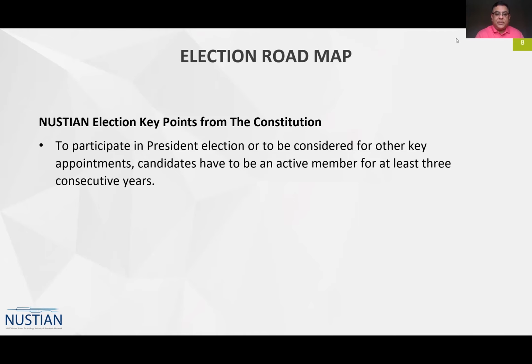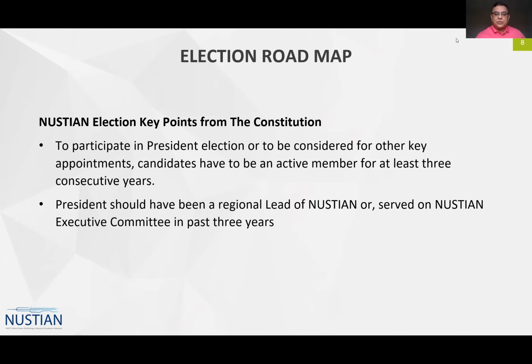And what is the criteria? To participate in president election or to be considered for the key appointments, candidates have to be an active member for at least 3 consecutive years. So this is for the coming years, but for this year, since none of us meet this criteria, we basically decided anyone who has 2-year experience working within the organization. President should have been a regional lead of the NUSTIAN or served as a NUSTIAN executive committee member in the past 3 years.